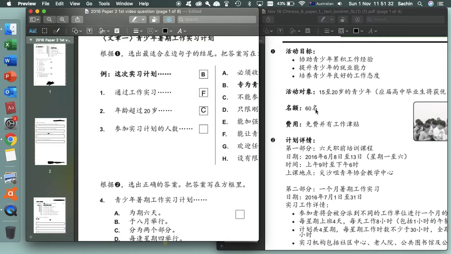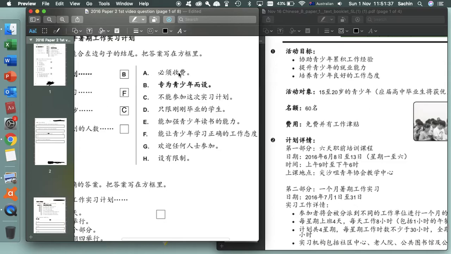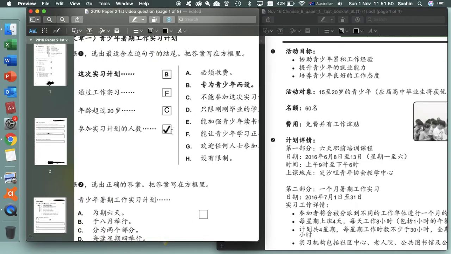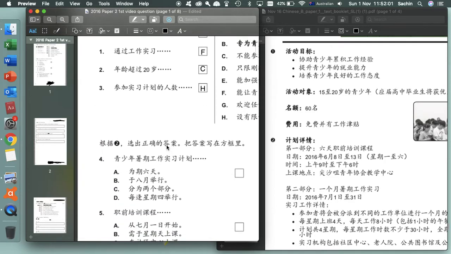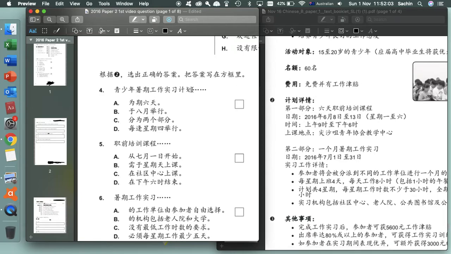So since there's 60 and that's a limit there, we look at anything that's got like reference to the word limit, 限制. And what do you know? We have H, which is 设有限制, which is there has been designed a limit or restriction. So H will be the correct answer. There we go.